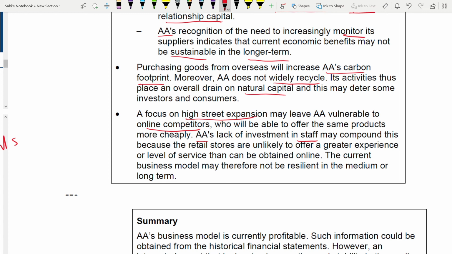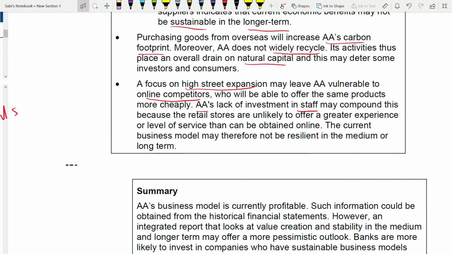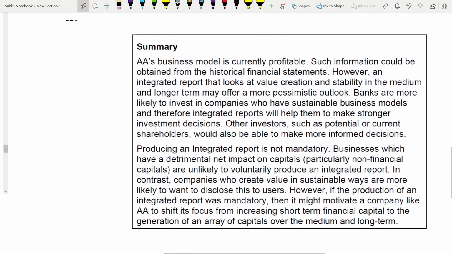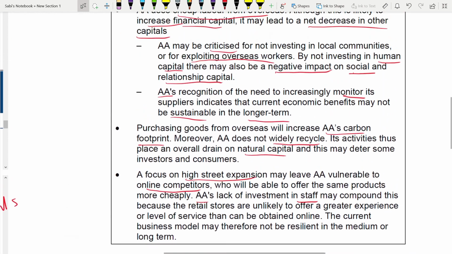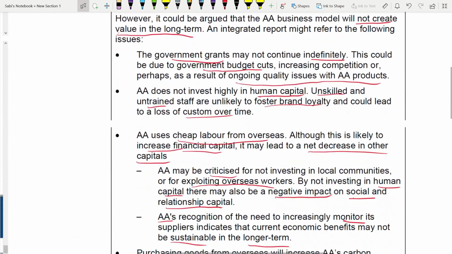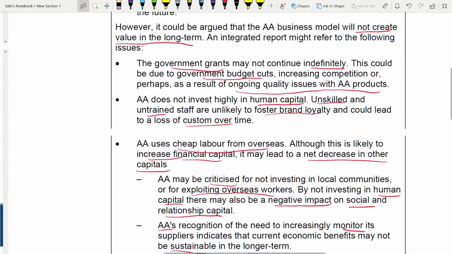Okay, so in the medium or long term, the current business model is not a stable model. It's not sustainable. Now we are talking about the summary. Whenever we talk about summary, summarize everything. Here we just broke down every piece of information and we explained how integrated reporting will help here. So definitely integrated reporting will help for various issues.